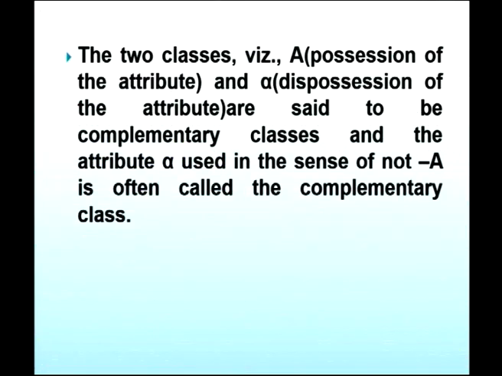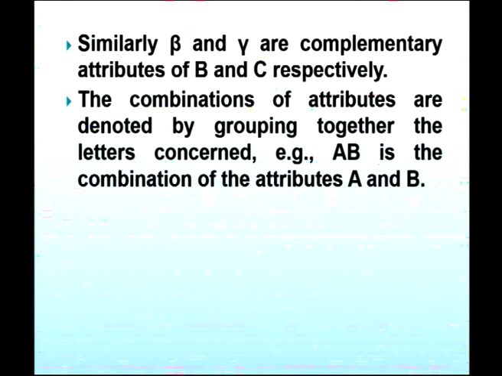The 2 classes, viz. A, possession of the attribute, and alpha, non-possession of the attribute, are said to be complementary classes. So instead of mentioning A bar, we will be representing it as alpha for non-possession. Okay, and the attribute alpha, used in the sense of not A, is often called the complementary class. Similarly, beta and gamma are complementary attributes of B and C respectively.